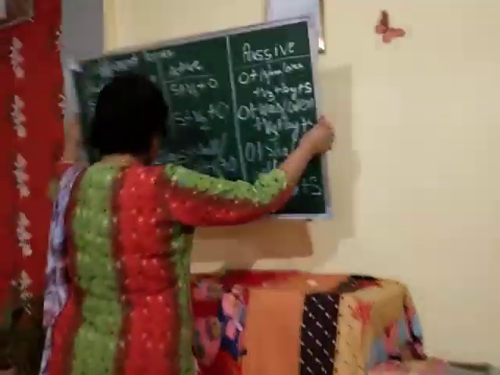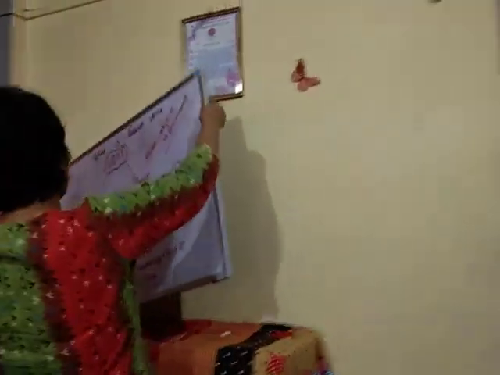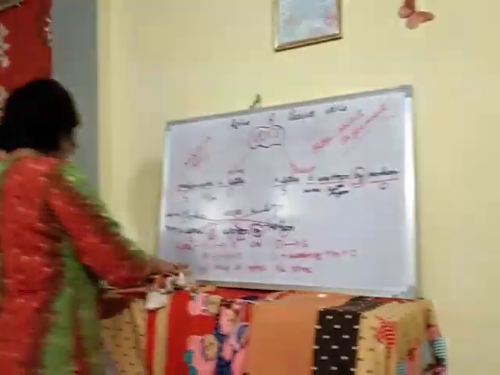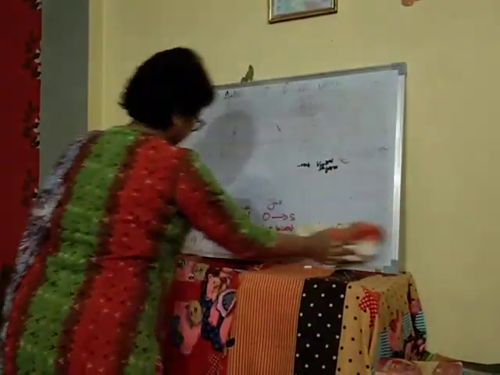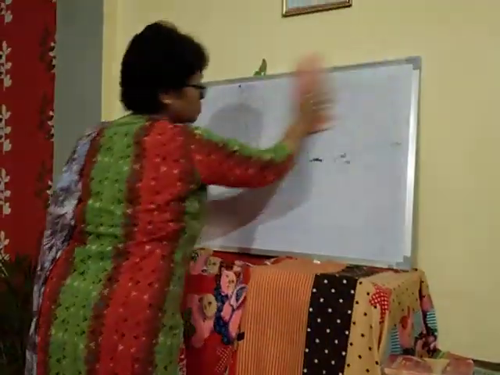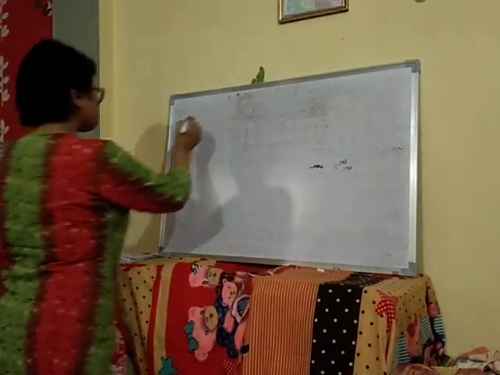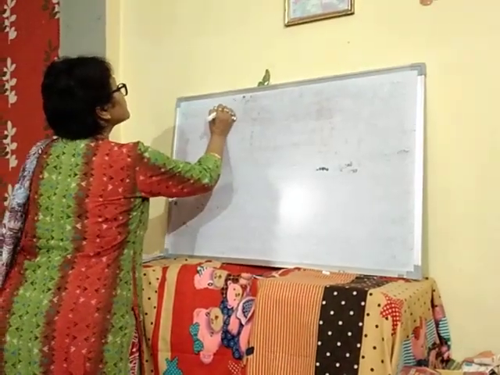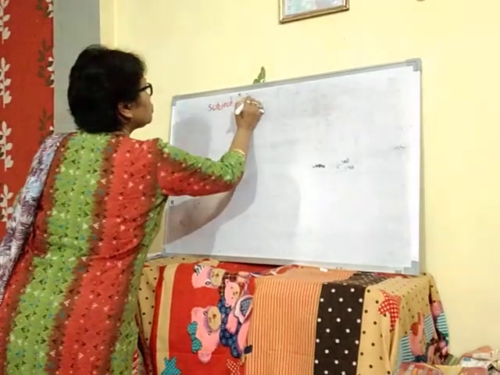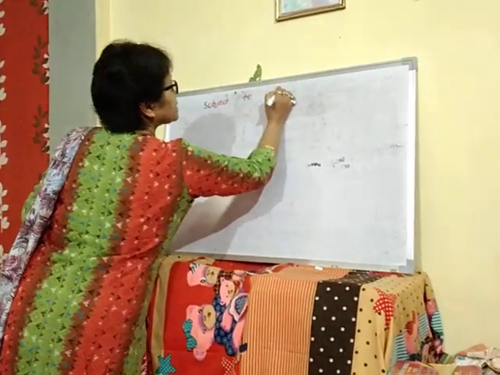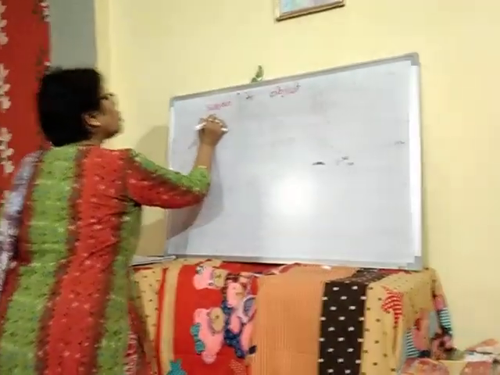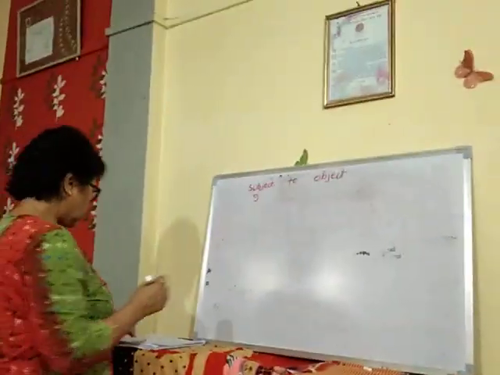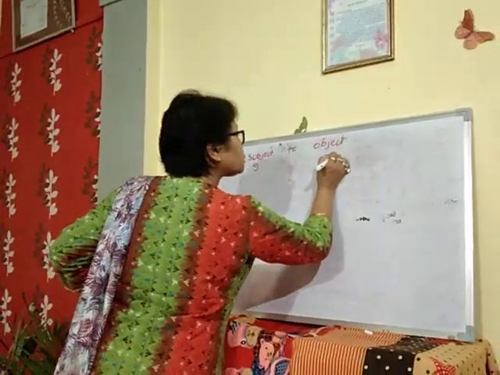Now let me tell you some other things: how we can change the subject to object. That is very important, and you must know it. Change of subject to object. You just see how to change. Suppose in the subject it is I. What will it be when it becomes object? It will be me.